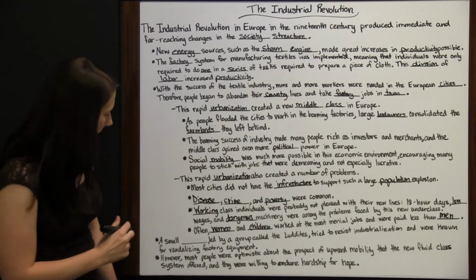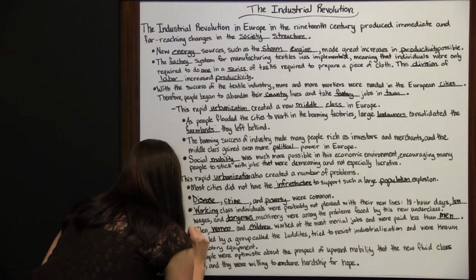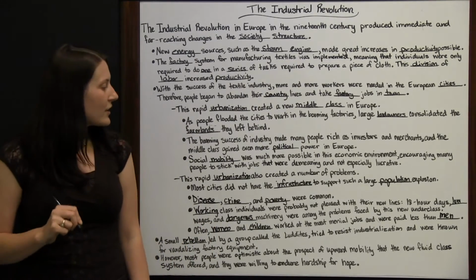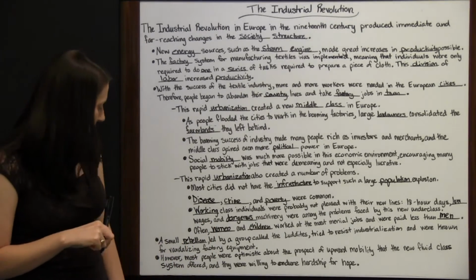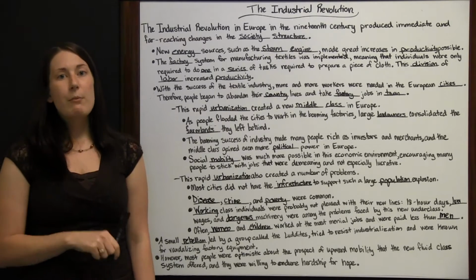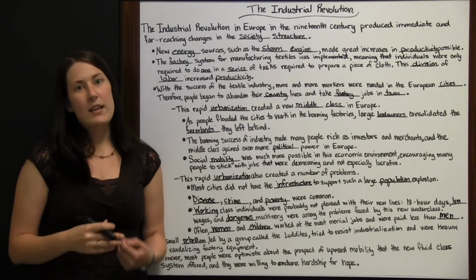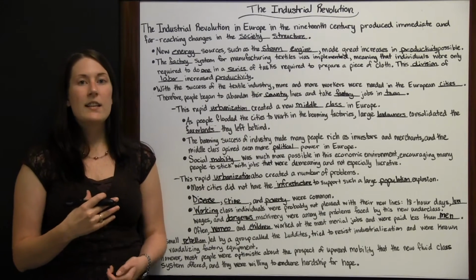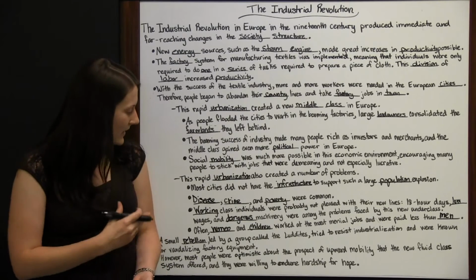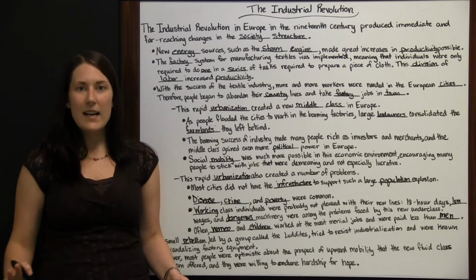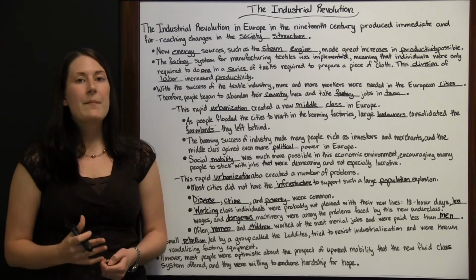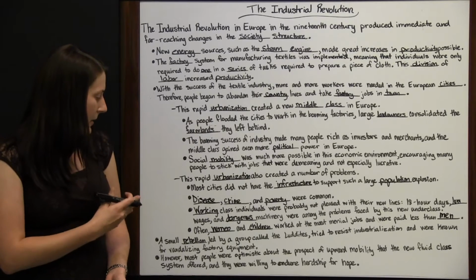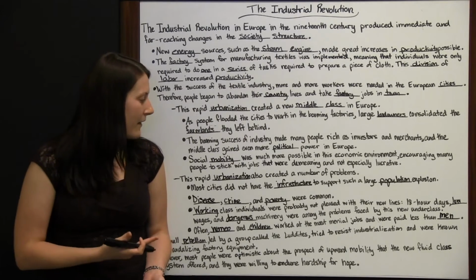A small rebellion led by a group called the Luddites tried to resist industrialization and were known for vandalizing factory equipment. So they were one group who did not like this industrialization. They didn't like all the bad things they saw come with it, and they didn't like the social class changing, and they said, okay, we don't want all this industrialization. We want things to kind of stay how they were, but that didn't really work out. For the most part, people were optimistic about the prospect of upward mobility.